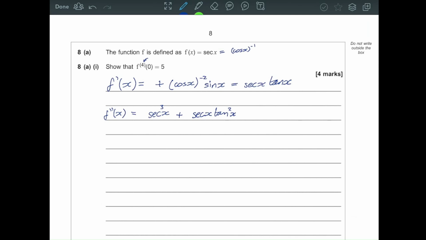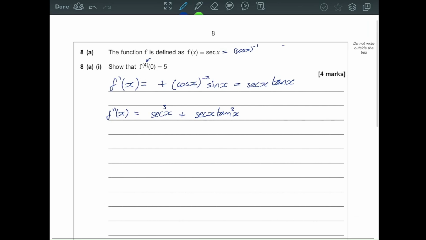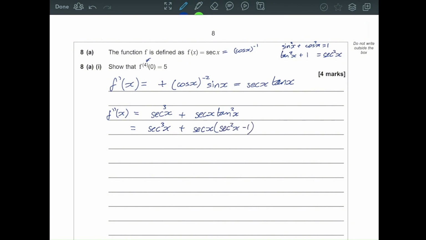And again, I want to try and be as smart as possible before just slamming my head into even more work. So I'm going to very quickly recall the identity which links sec and tan. From the normal Pythagorean identity, if you divide through by cos squared, you get that identity. So this is going to become sec cubed plus sec lots of tan, which is sec minus 1, sec squared minus 1. So this is 2 sec cubed minus sec.